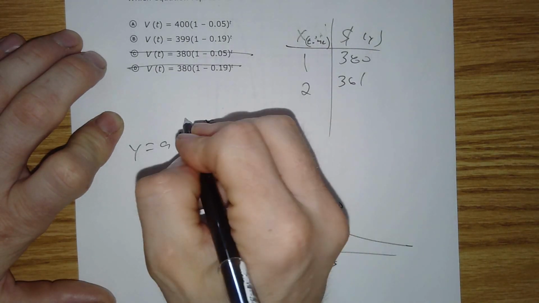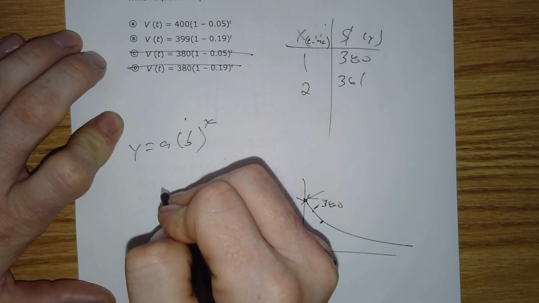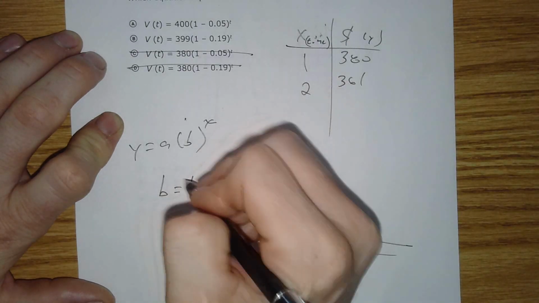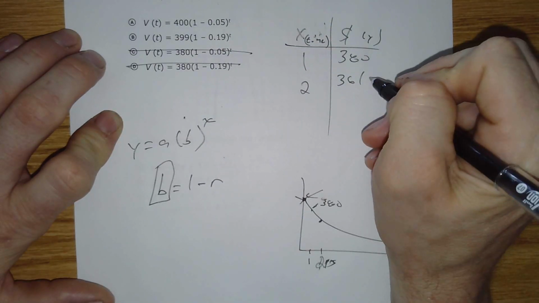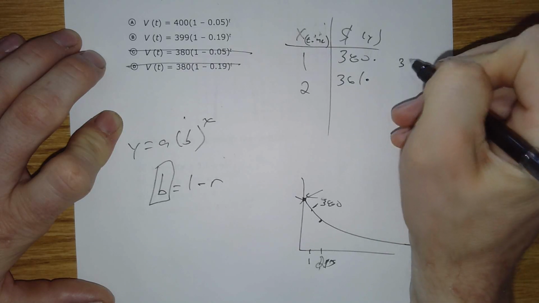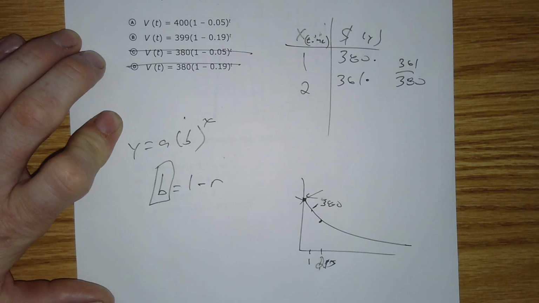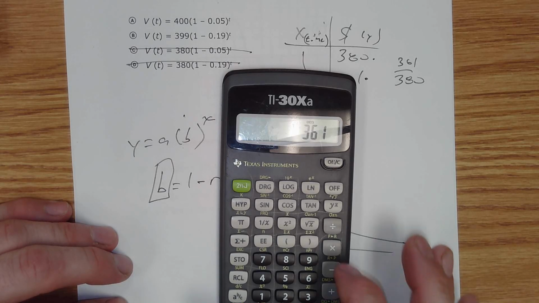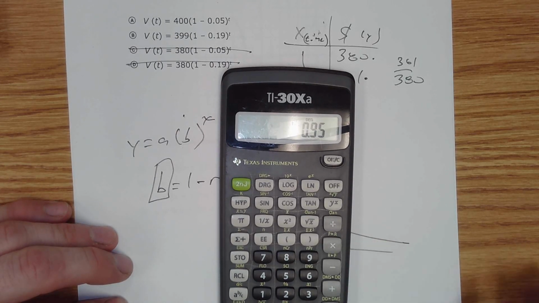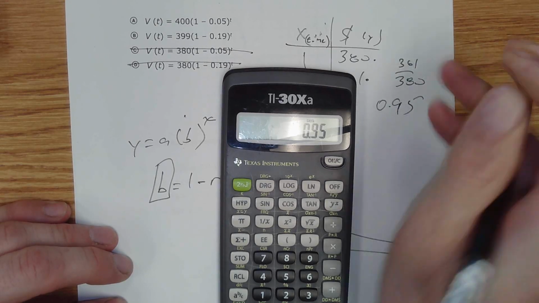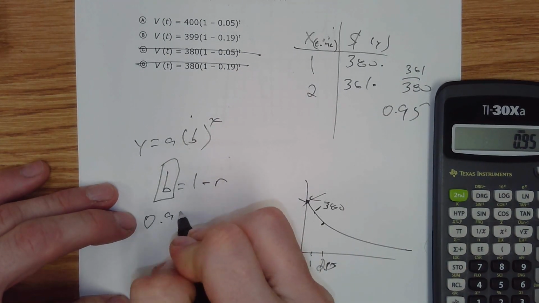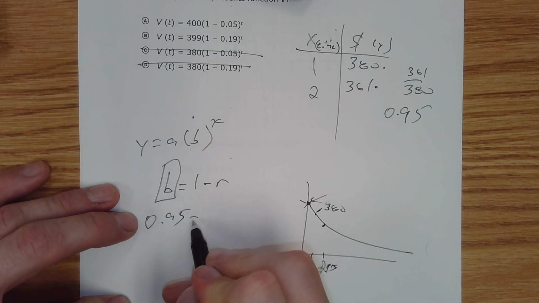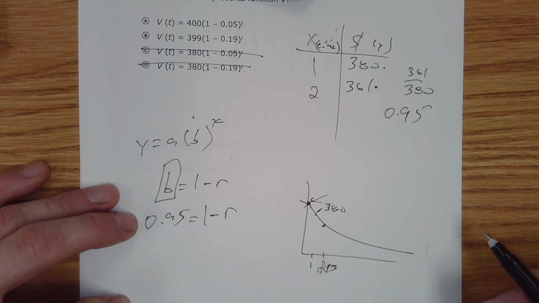So let's figure out what our B value is. Remember that B equals 1 minus R in this case, because it's a decay. So the B value that I'm trying to calculate is this number divided by this number, 361 divided by 380. I got my calculator, and 361 divided by 380 is 0.95. So B is 0.95.